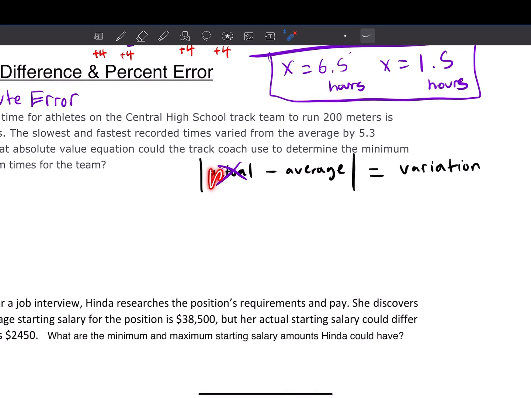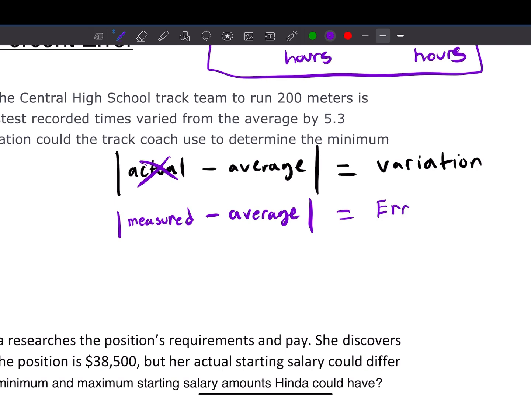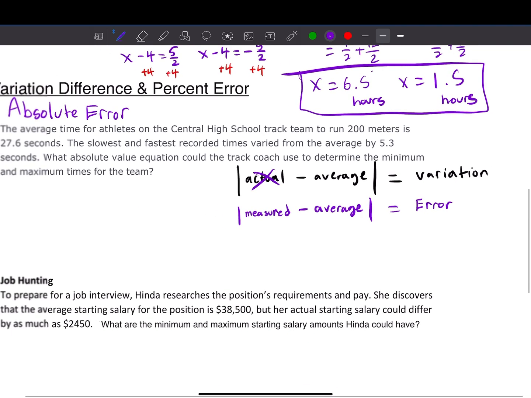It's actually very poor to use that word there, and it's my own fault because English is a Franken language, and actual means a bunch of things depending on the context. So don't use actual. What you're going to see on the test is measured. The measured value minus the average equals variation. Another word for variation might be the error, like how off were we? How off were we from where we should be? So variation or absolute error.